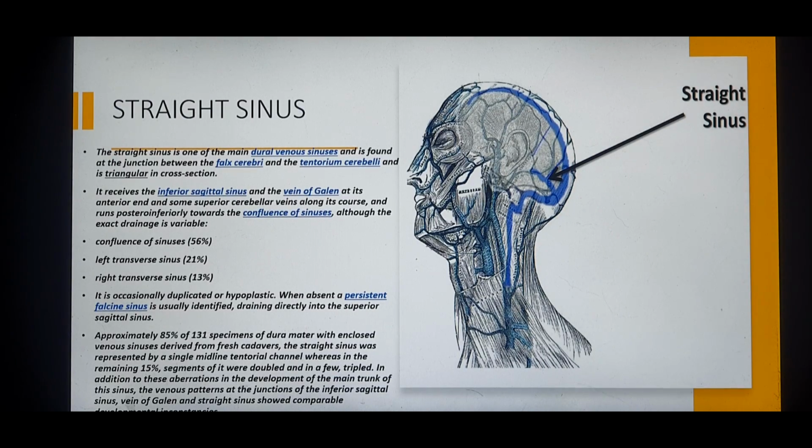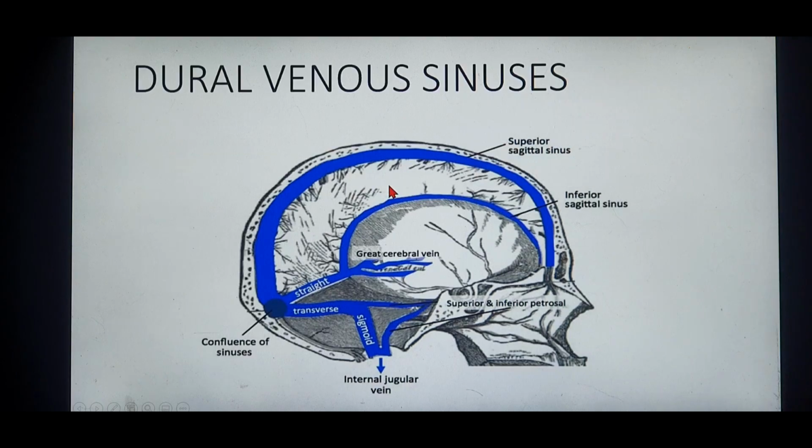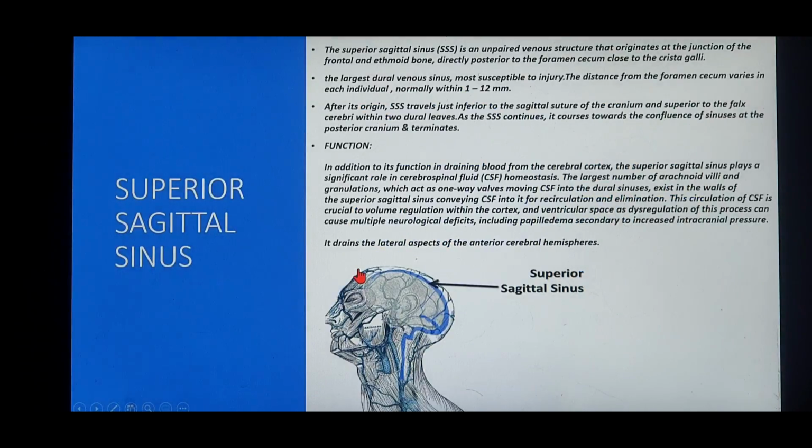Now moving on to the third one, which is the straight sinus. We read about the superior and the inferior sagittal sinuses, and now we have the straight sinus. The same points you have to mention again and again; there are only a few specific points you just have to change. In the case of the straight sinus, it is found at the junction of the falx cerebri and the tentorium cerebelli. As you can see over here, this is the falx cerebri and this is the area of the tentorium cerebelli, where we see the straight sinus right there.